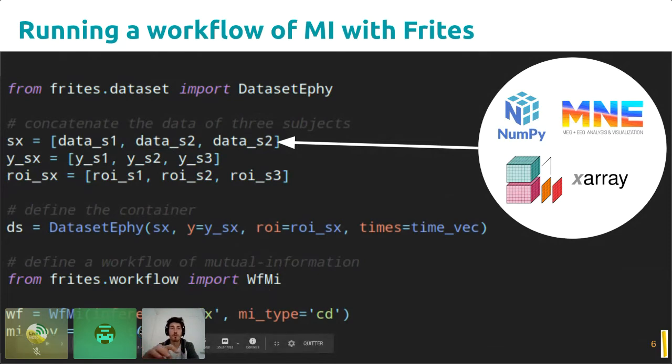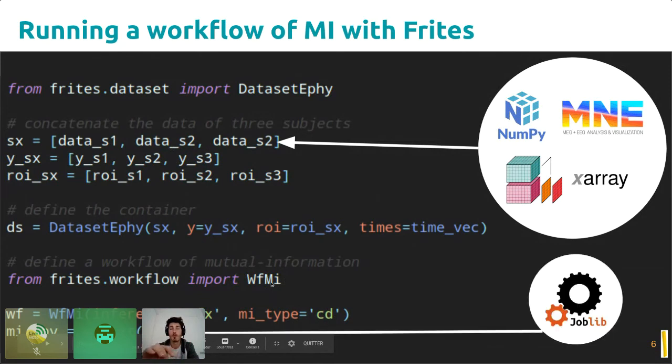And then you run the workflow, which can be run in parallel. The permutations can be run with parallel computing with Joblib, and you get an estimation of the mutual information for each brain region and at each time point, and the associated p-values, corrected for multiple comparisons, with the exact same shape as the MI.